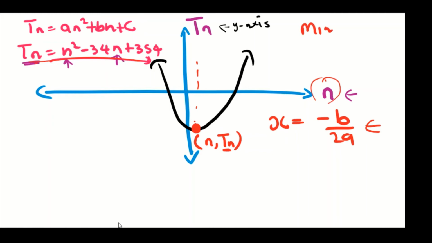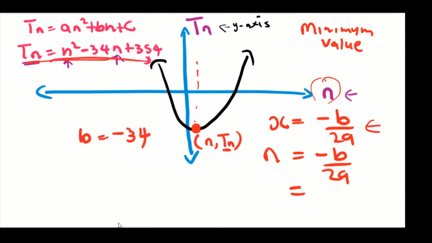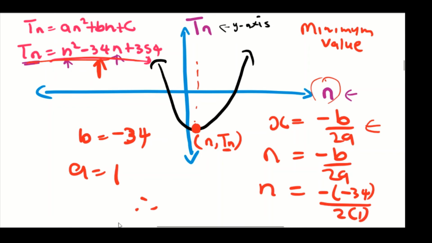Sometimes they can say the minimum value. It gives us the minimum value of the sequence. So to find the term which gives us the minimum value, n is equal to minus b over 2a. Our b is equal to minus 34, which I took from the equation, and our a value is equal to 1. So you're just going to substitute minus minus 34 divided by 2 times 1, and you'll find that your n value is equal to 17. So this is the n value which will give you the smallest Tn value of the function.